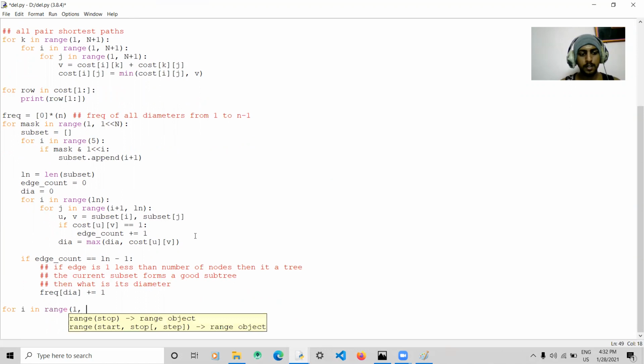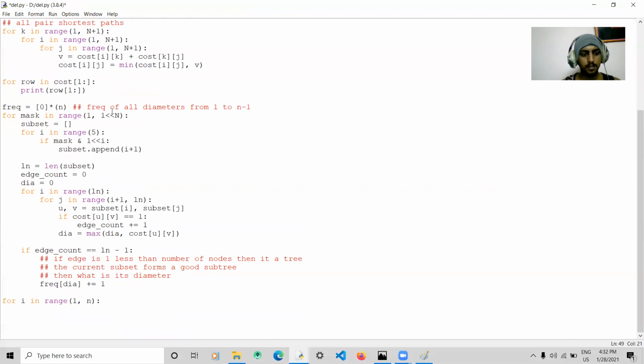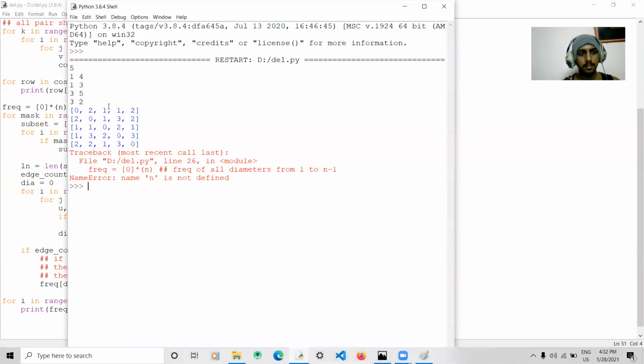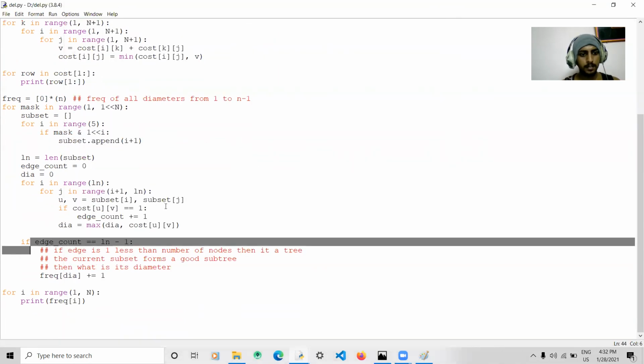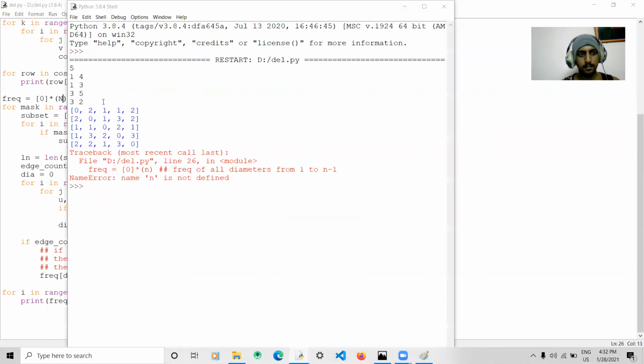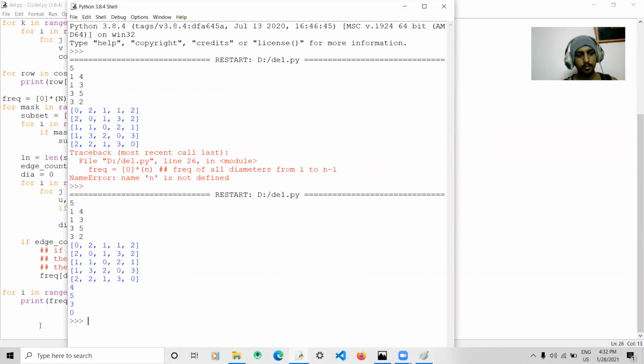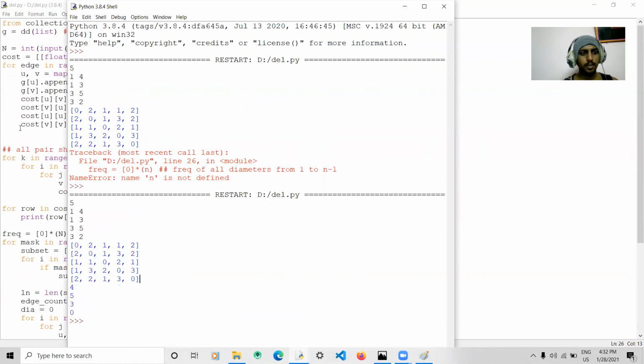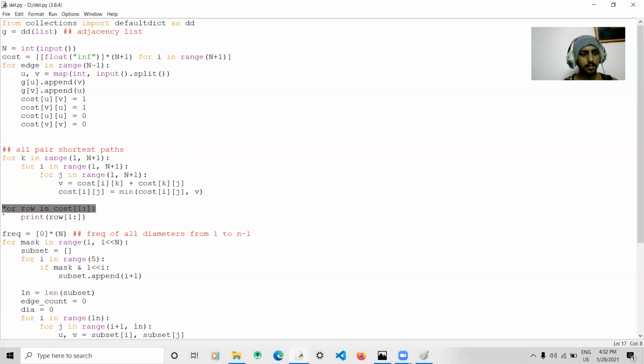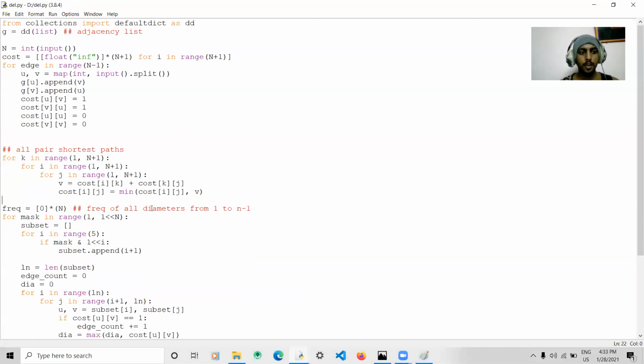Just run a loop from 1 to n. I hope our n is good. No, it's not good. And print frequency i, and n is not defined. Where did we use small n? Here. Here you go, 4 5 3 and 0. And cost is basically not needed to be shown. So I hope you get it.